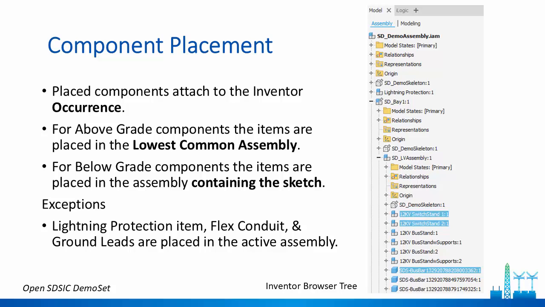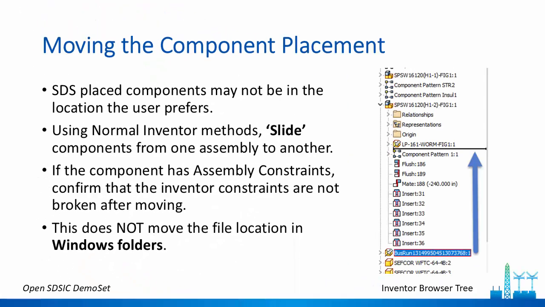When we place components, they attach to the Inventor occurrence in the assembly. For above grade components, the items are placed to the lowest common assembly. For below grade components, the items are placed in the assembly containing the sketch. SDS components may not be placed in the location or in the assembly the user wants them to be in. Using normal Inventor methods, you can slide that component from one assembly to another up and down the Inventor browser. If the component has assembly constraints, you should always confirm that the Inventor constraints are not broken after moving.